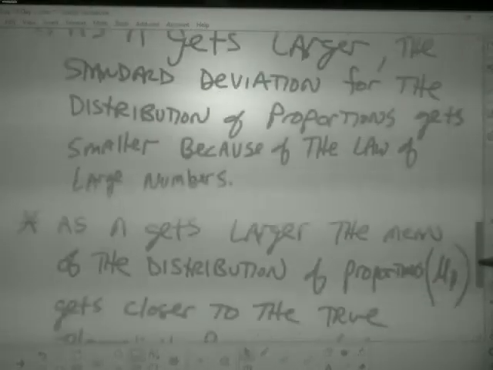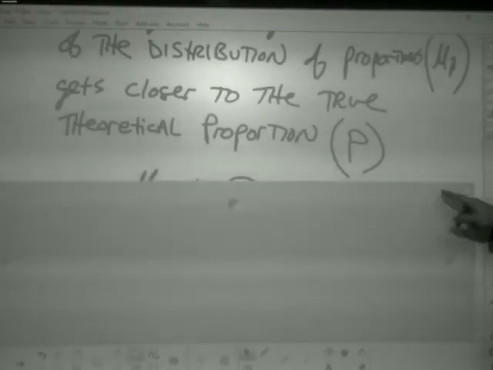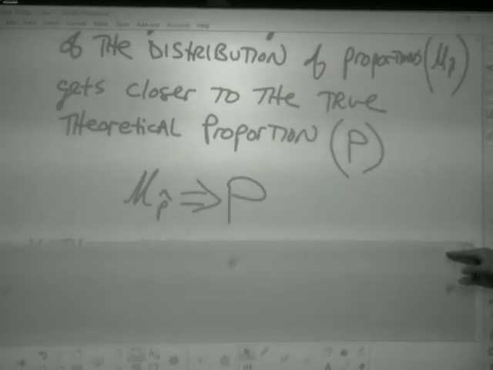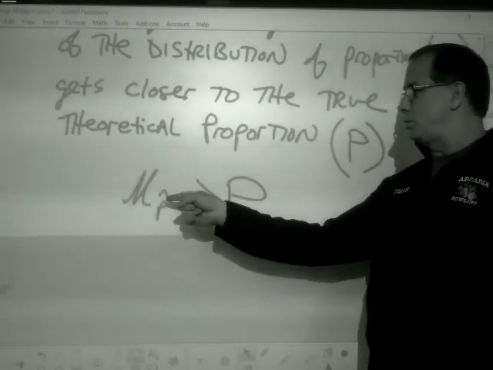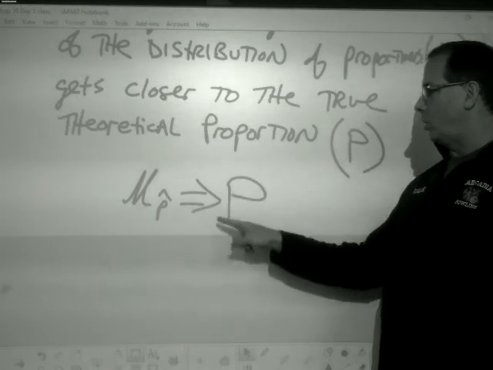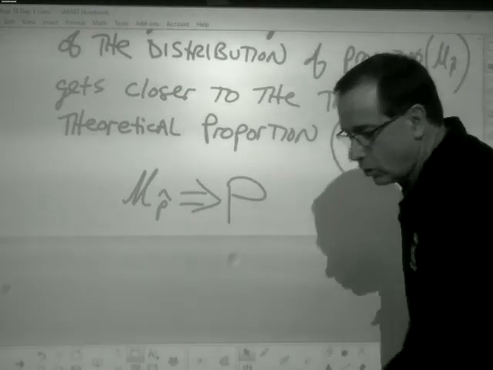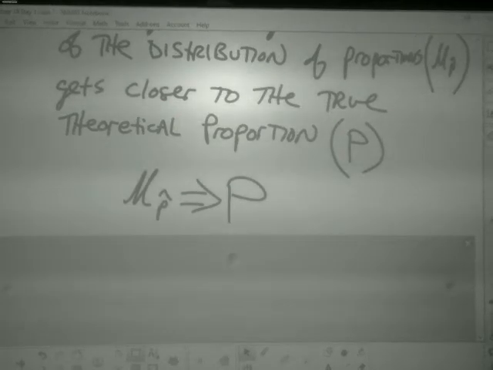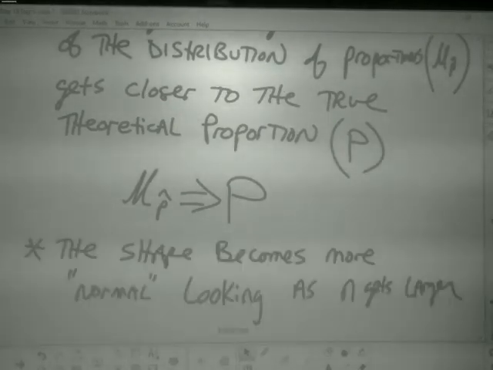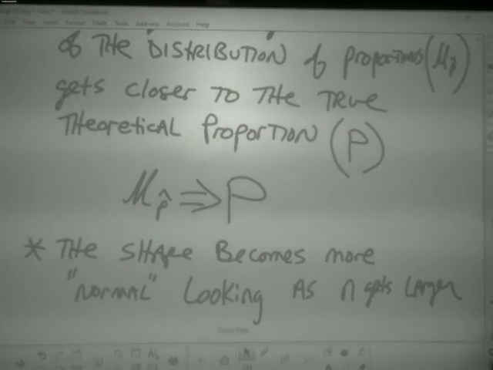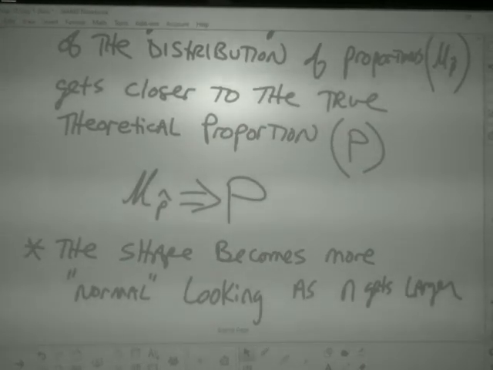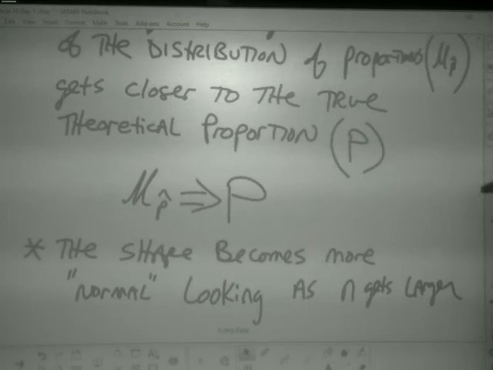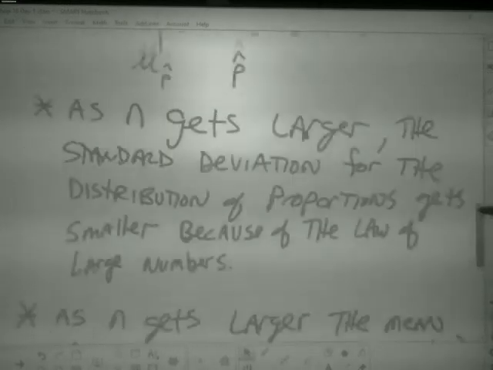So that brings us to 2 formulas. We know that the mean of a distribution of p-hats should get very close to the theoretical proportion, the true proportion. All right? And the shape started becoming more normal looking as n got larger. So if you look back, look at the shape.